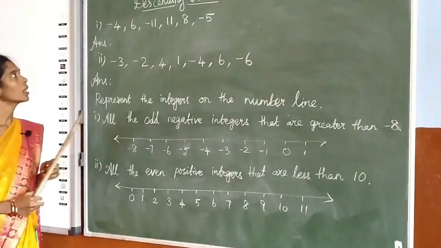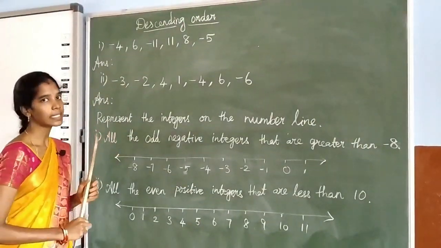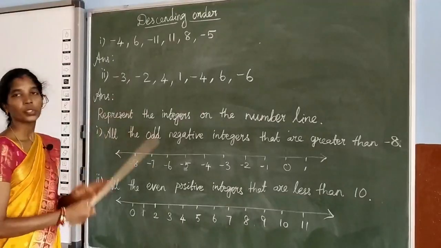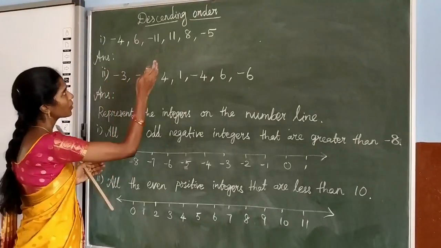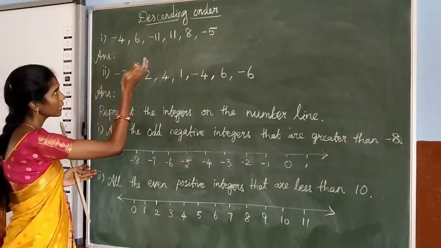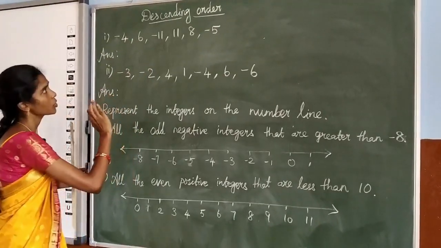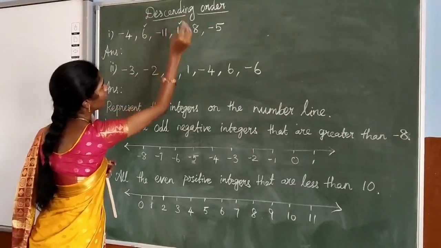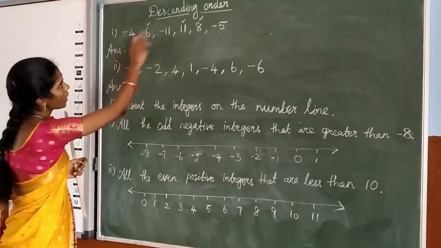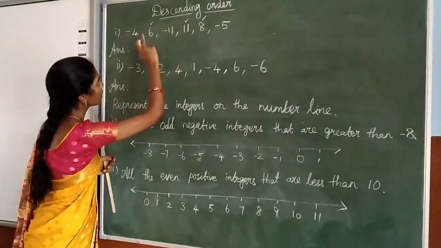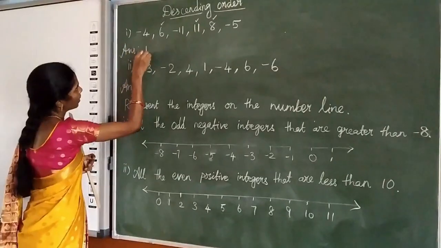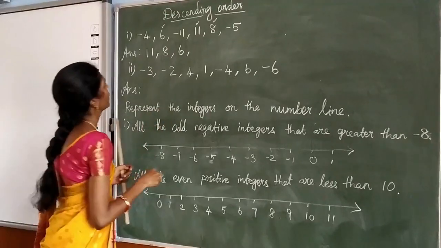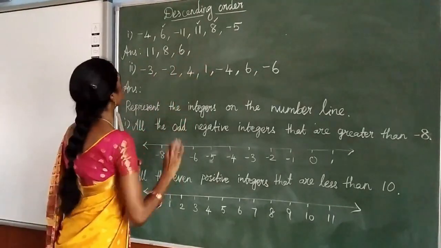Next, descending order. We will see how to arrange the given integers in descending order. Descending order means we write the numbers from greatest to smallest. Positive integers are greater than negative integers, so we look at the positive integers first. What are the positive integers? 6, 11 and 8. Among these three numbers, the greatest is 11. Next 8, 6, then 0, then we go to the negative numbers.